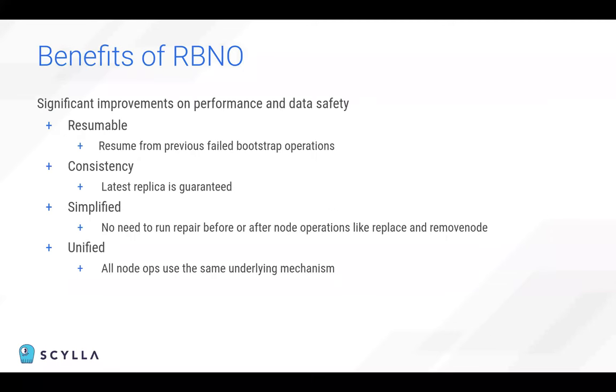What we did in Scylla 5.0 was we actually reused the underlying repair mechanism to do streaming as well. And that gave us a few advantages. As you can guess from the problem I described earlier, one of the advantages is that streaming can now be resumed from where it stopped. So if you have a network hiccup during the streaming, you don't have to run everything again, you can just continue from where it stopped. Second is guaranteed consistency, so you don't have to run repair after. And it also simplifies the code itself because we're using the same mechanism.